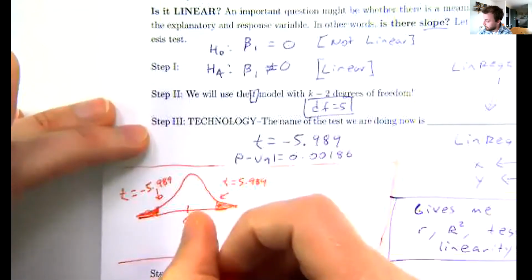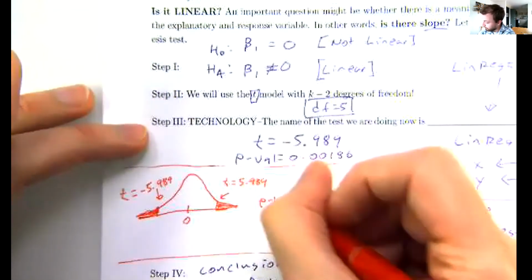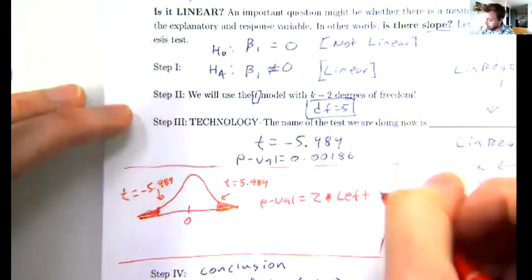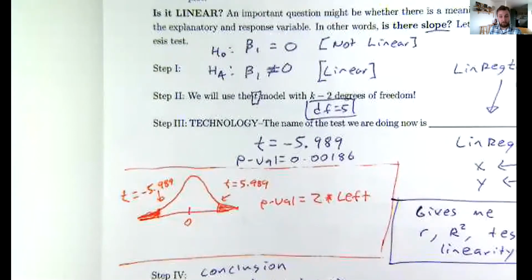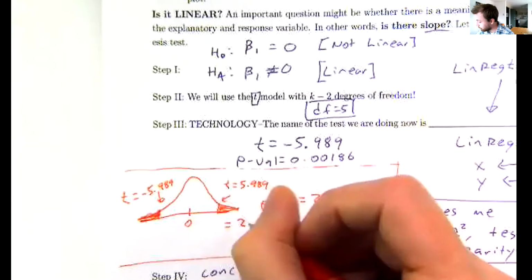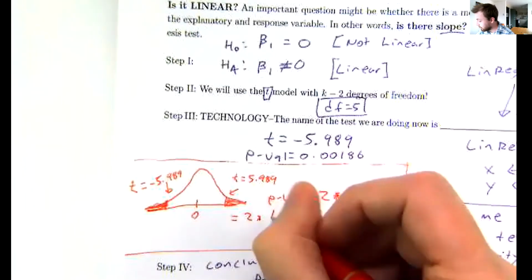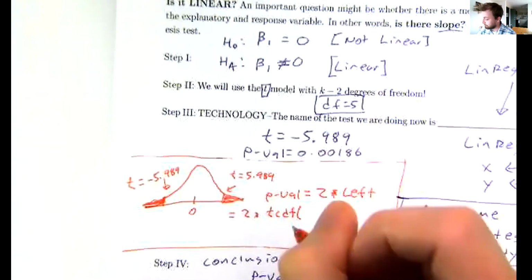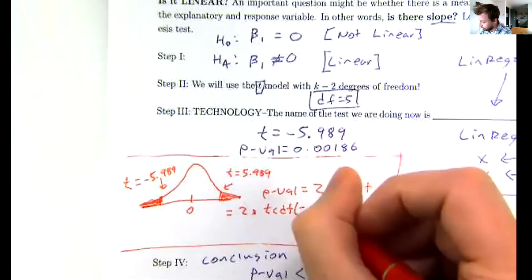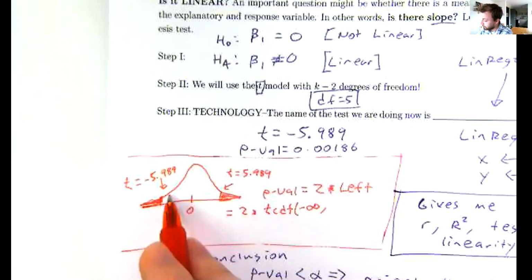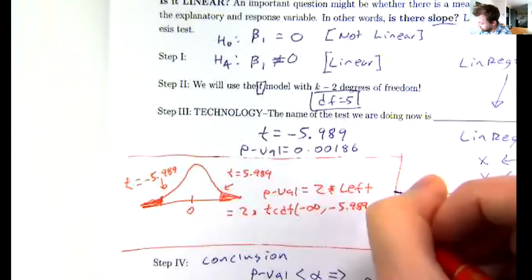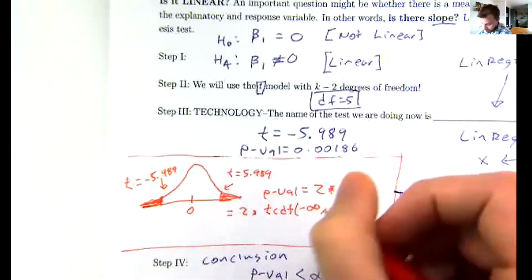So if I want to verify this p-value, well, my p-value is going to be twice the size of that left tail. If I want to find how big that left tail is, I can do 2 times the t-CDF for that left side. The left side starts at negative infinity, low value. It goes up to negative 5.989. And my degree of freedom here was 5.